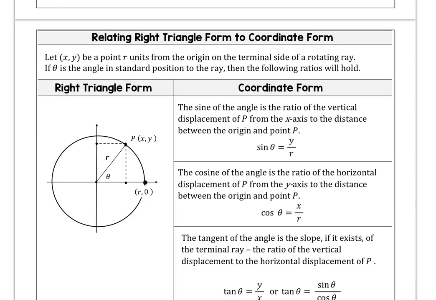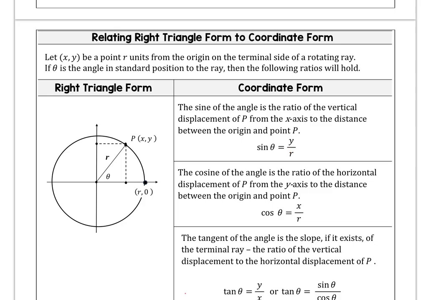If we relate right triangles to the coordinate form, in our example here, we're letting (x, y) be the point r units from the origin on the terminal side of that rotating ray. So our angle starts on the x-axis, that's the initial side. It rotates around and stops at point P, and the (x, y) coordinates has a length of r. If theta is the angle in standard position of the ray, then it follows that the sine is the y value divided by the length of the hypotenuse.